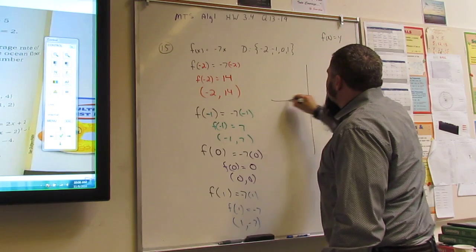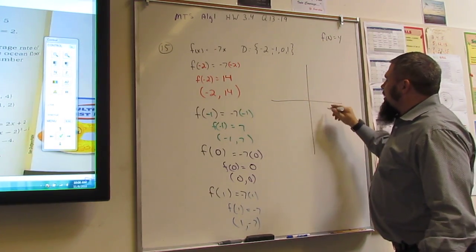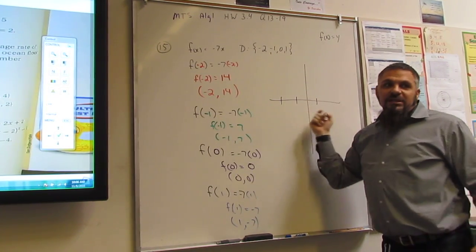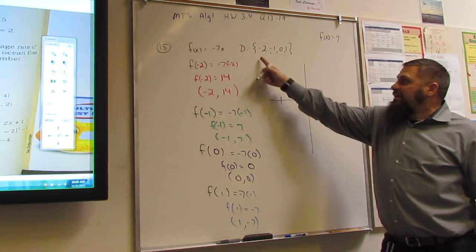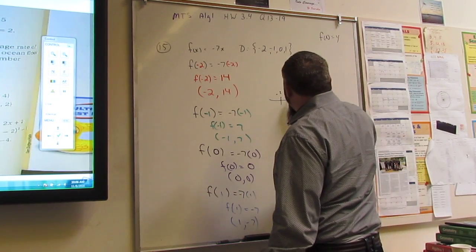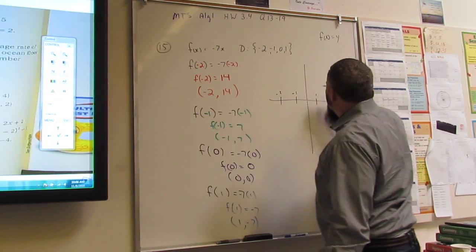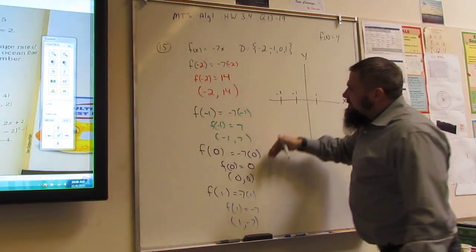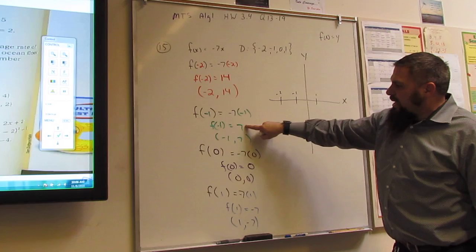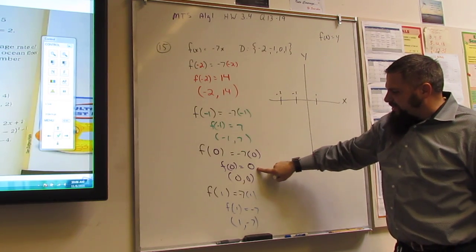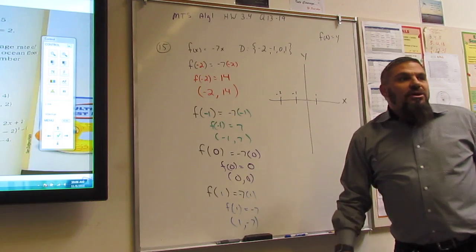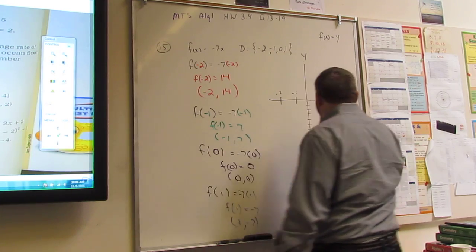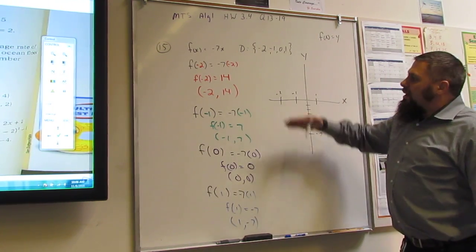Now, if I look at it, I don't have to go very far. It's basically 1, 0, negative 1, and negative 2. That's pretty easy, right? That's my domain. Negative 2, negative 1, 0, and 1. That's my x. Now my y, that depends on what these equal. 14, 7, 0, negative 7. So I got to go down to negative 7. 1, 2, 3, 4, 5, 6, 7.